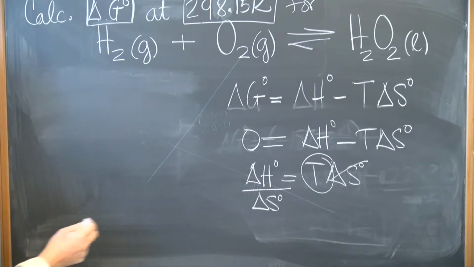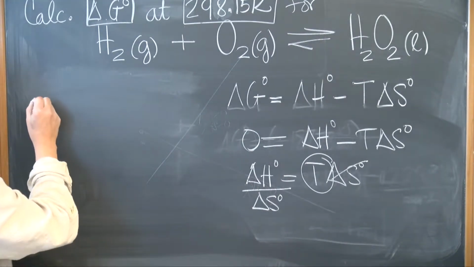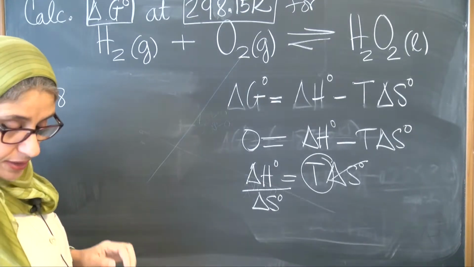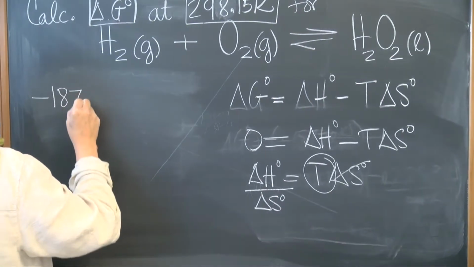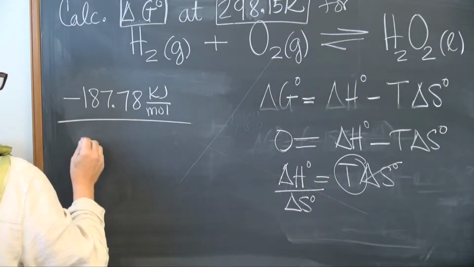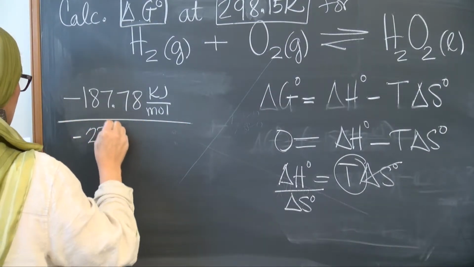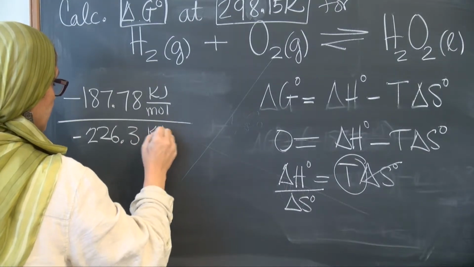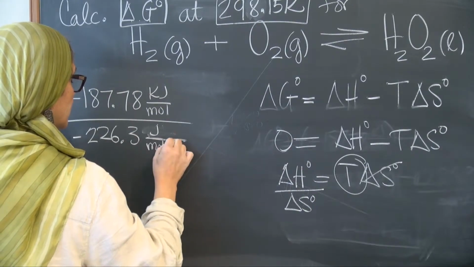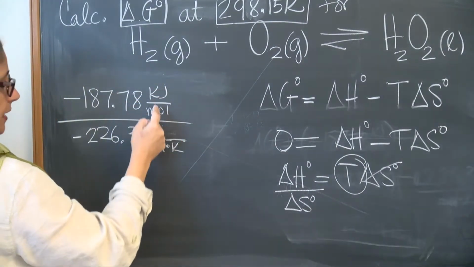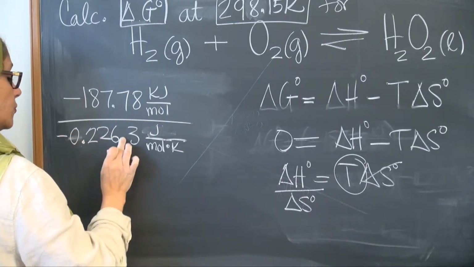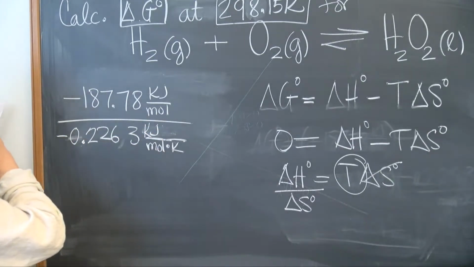All right, and we can calculate by plugging in our values here. Our enthalpy value was 187.78, I believe, kilojoules per mole. Our delta S value was a negative 226.3 joules per mole per Kelvin. And you can't divide joules and kilojoules. They have to be in the same unit. So we're going to divide here and make this kilojoules.